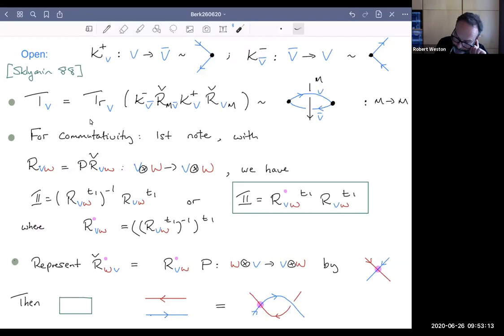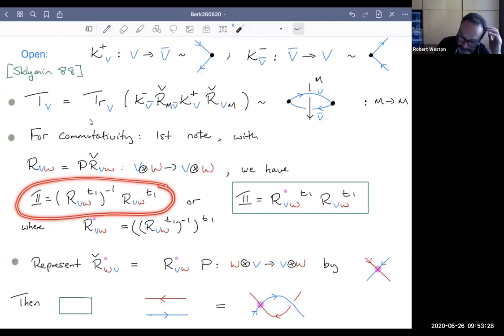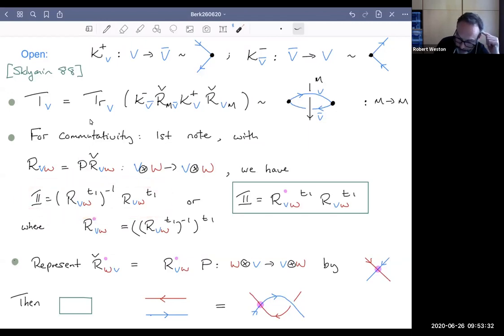So first of all, I'm going to define in the usual way R in terms of R check, where P is the permutation operator that swaps the two spaces around. So then I can always, if the trace exists, I can write this statement. Remember R was invertible. I'm going to write that in a slightly funny way in terms of this new operator, which has a little dot in it that I define as this.